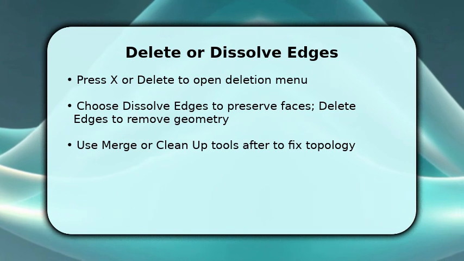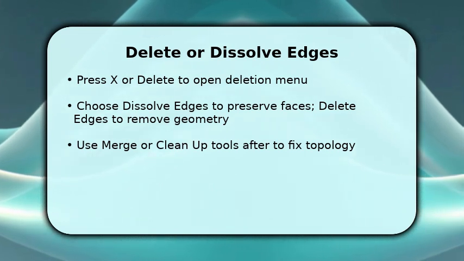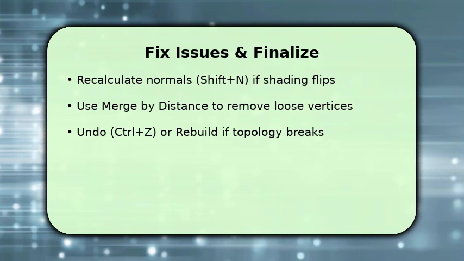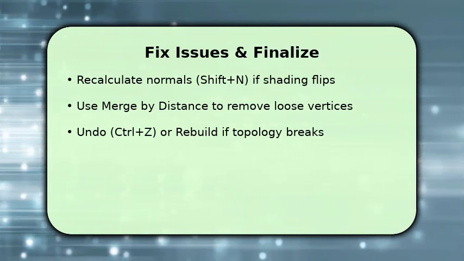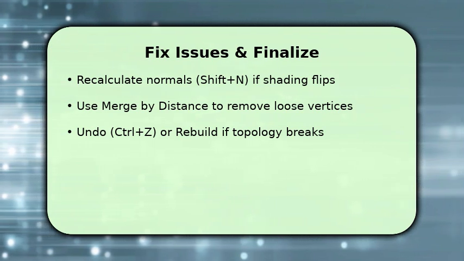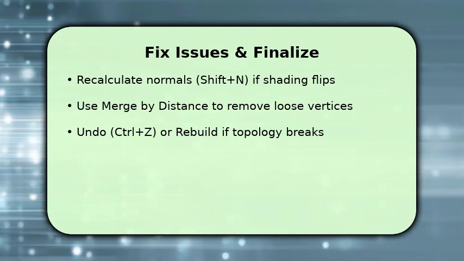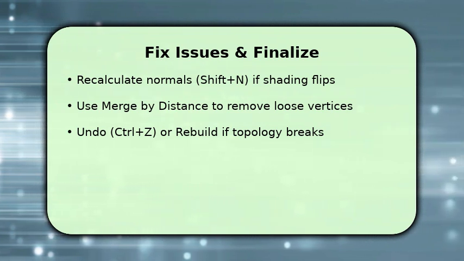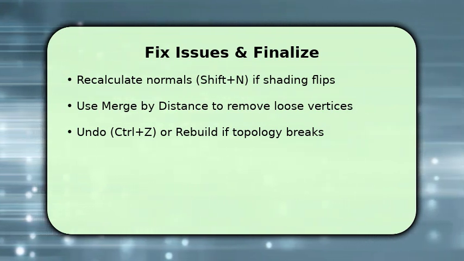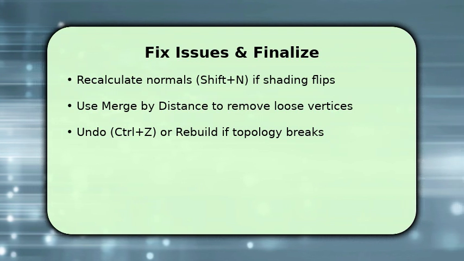You finish by checking for shading or topology issues, recalculate normals with Shift plus N to correct flipped faces and inspect for holes. Once done, use Merge by Distance to remove any tiny leftover vertices that create artifacts. Make sure modifiers like subdivision surface still behave. Apply or adjust them if edge deletion altered the result.